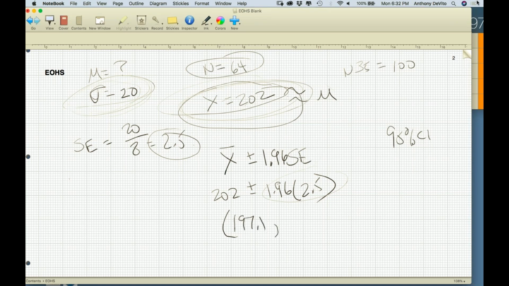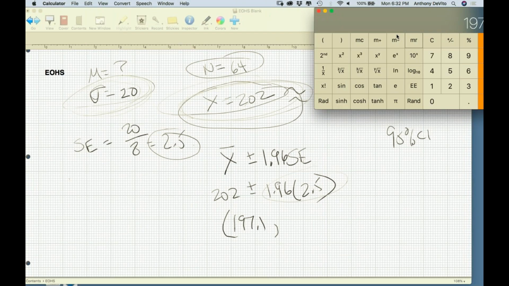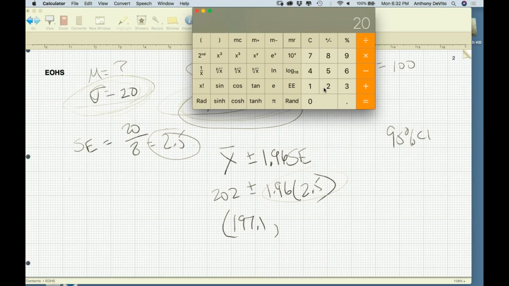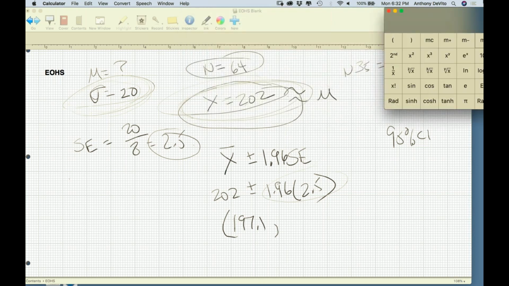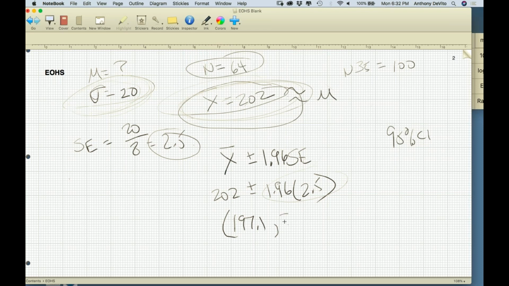I thought I put it in the spot where I'd get to it quickly. 202 plus my margin of error equals 206.9. Okay, we're 95% sure that the true population mean is between those two numbers.